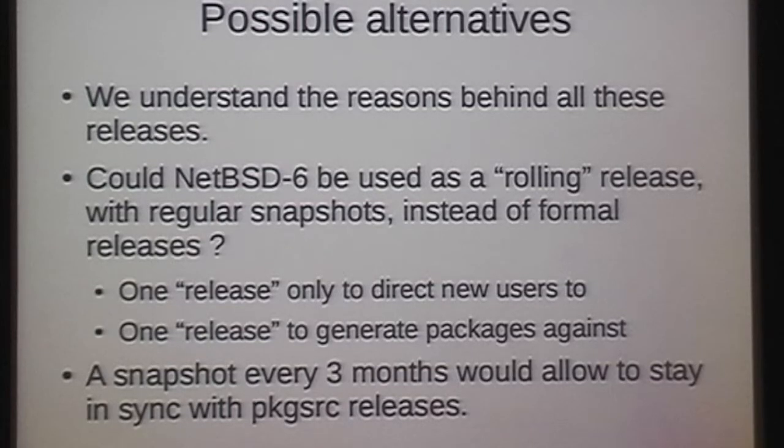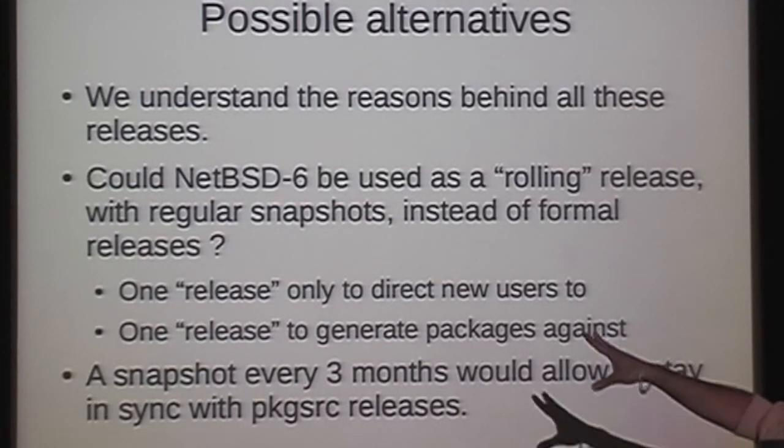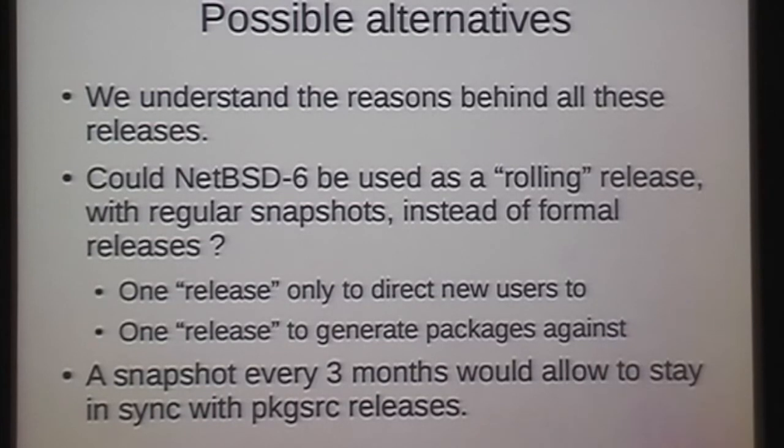What we are thinking here with Pierre is that it might be a good idea to go with something more like a rolling release. Basically, kinds of snapshots, or one release only to direct the new users to. It can be 6.1, it can be 6.2, whatever, but only one release that gets updated, more like the OpenBSD or FreeBSD development. It's going to be less confusing, also.